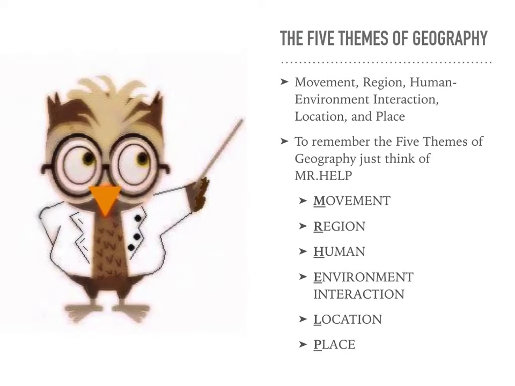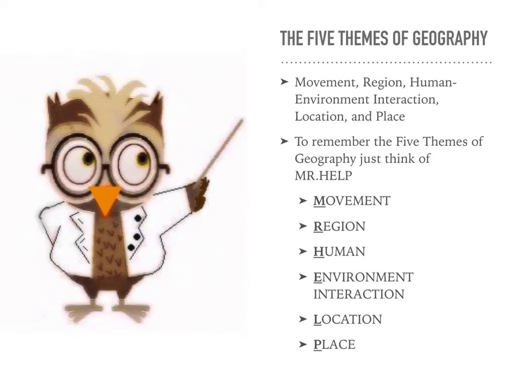So let's look at what the 5 themes of geography are. They are movement, region, human environment interaction, location, and place. The easy way to remember the 5 themes of geography is to remember Mr. Help. If you were to take that acronym and line it up vertically, starting with M and going all the way to P, you would get the 5 themes of geography. M for movement, R for region, H for human environment interaction, L for location, and P for place.